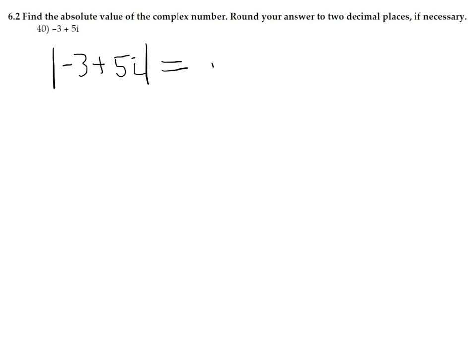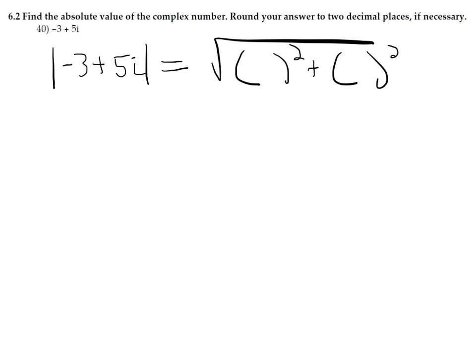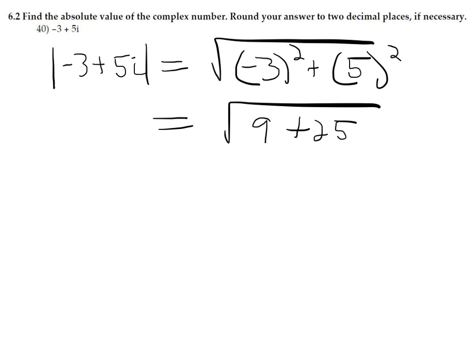And this is just the square root of the sum of the squares. So that would be -3 and 5. So we get the square root of 9 plus 25, which is the square root of 34. And they asked us to go to 2 decimal places, so we go to our calculator, and we get 5.83.